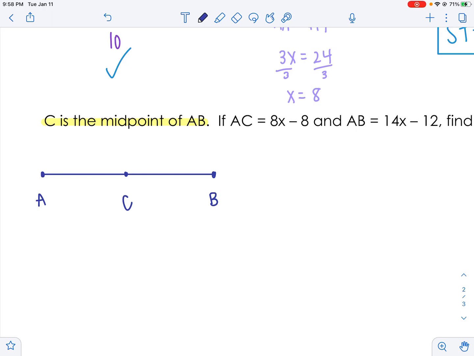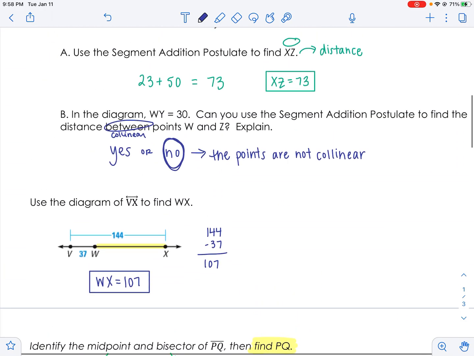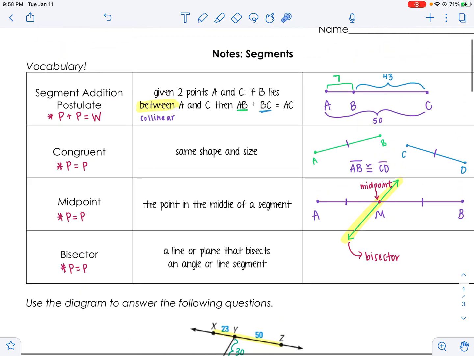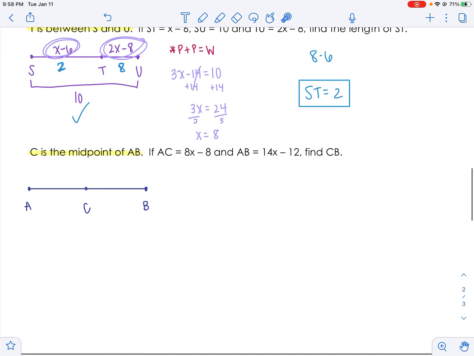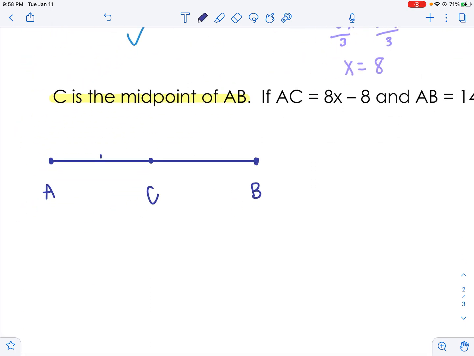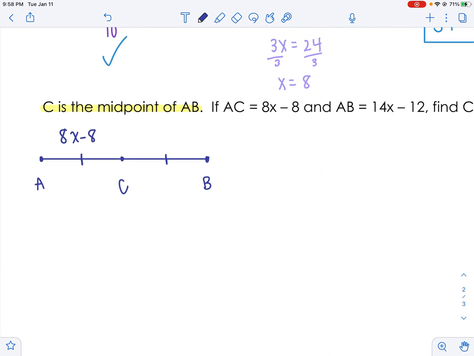Now, this picture isn't quite done because remember that if it's a midpoint, those parts are equal. Therefore, I should have some ticks on my picture. Don't forget that. Those ticks in the picture tell us everything. So a tick and a tick. Now I'm going to read and label. A to C is 8x minus 8. And A to B is 14x minus 12.